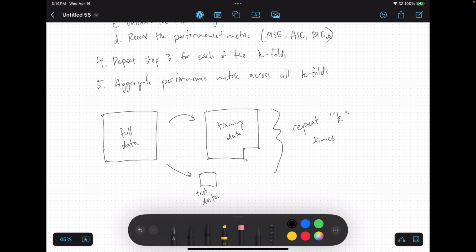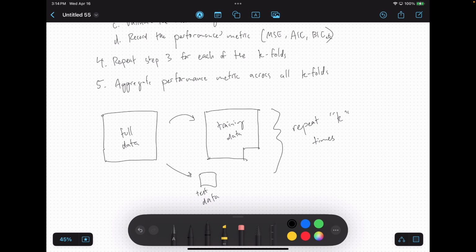Are there any kind of rules on how big the K should be depending on the size of the data set? No, not really. People mostly do like 3 to 10-ish, but you could actually go all the way.